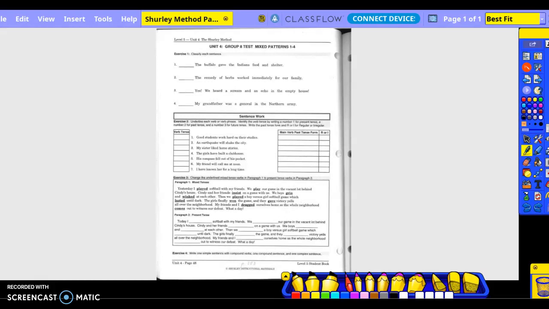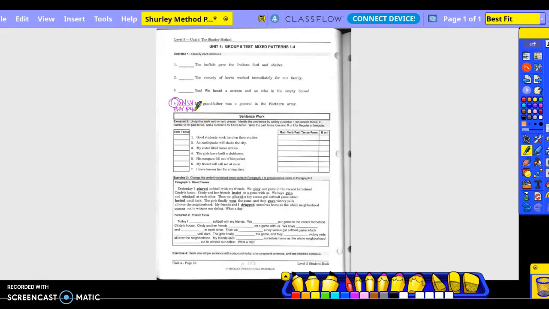I'm going to have you do number 4 for homework. Okay, so number 4 for homework. And that pattern will be subject, noun, linking verb, predicate, noun, pattern 4, check.